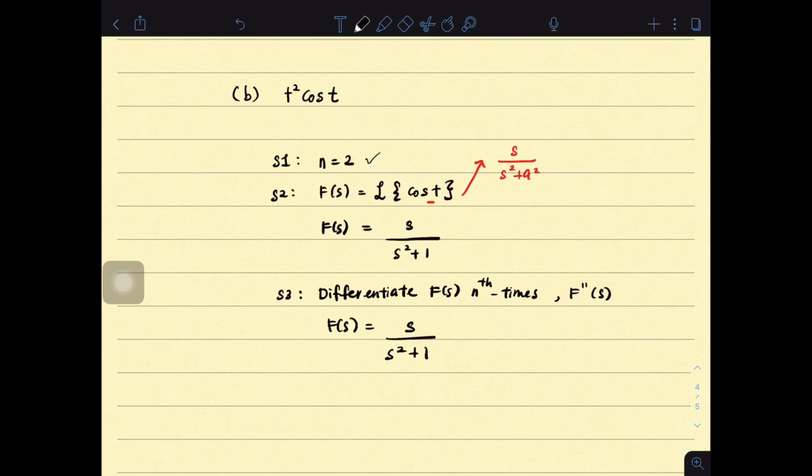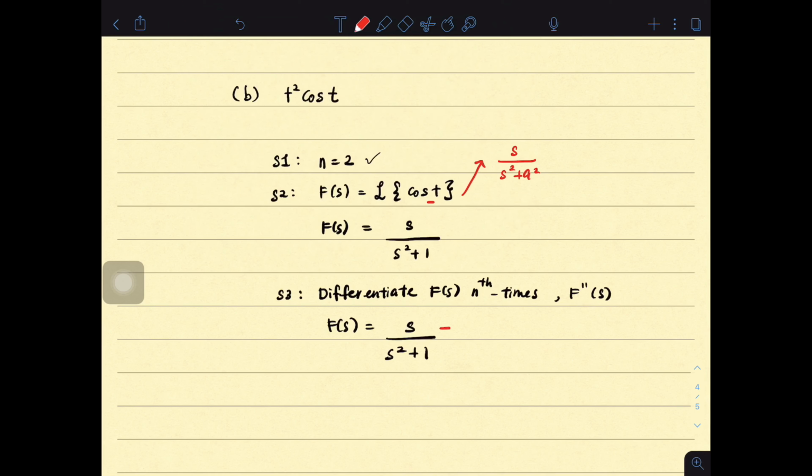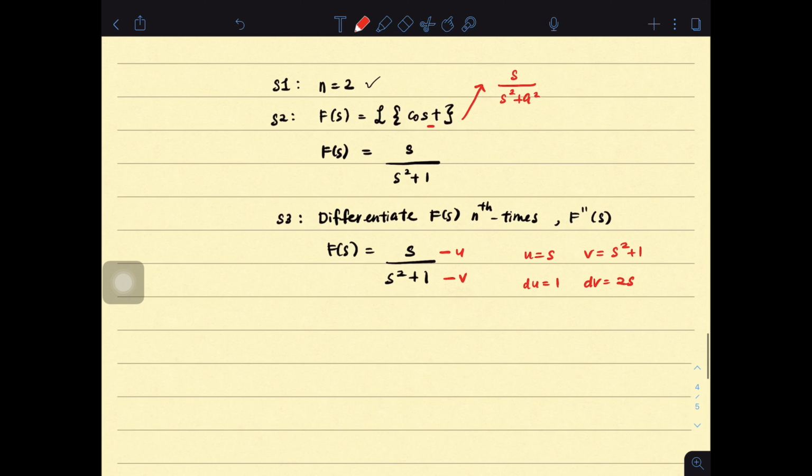This one you need to differentiate by using the quotient rule, since it involves a fraction. The numerator is u, the denominator is v. Let's list our u equal to s, our v equal to s squared plus 1. Therefore we have du equal to 1, and dv equal to 2s. Don't forget that this is the formula of our quotient rule, which is v times du minus u times dv, divided by v squared.